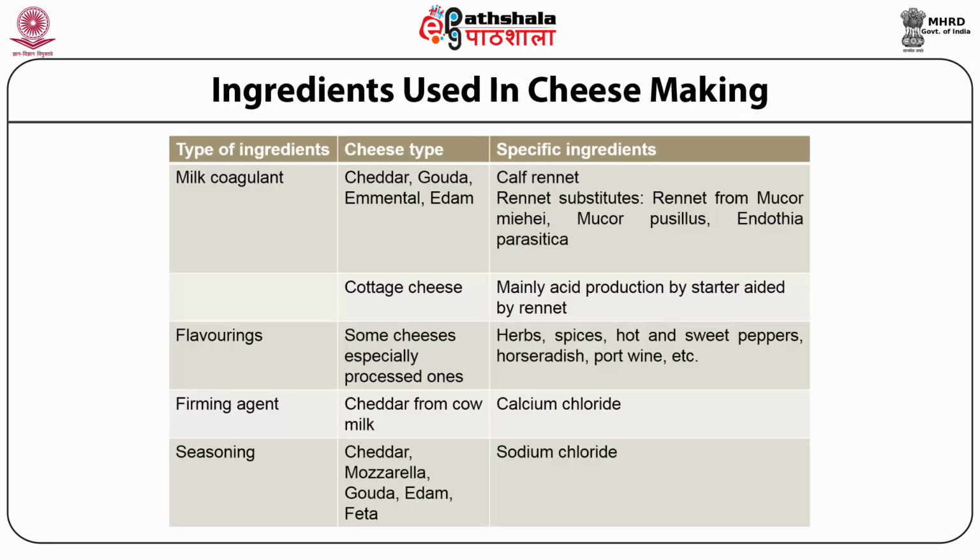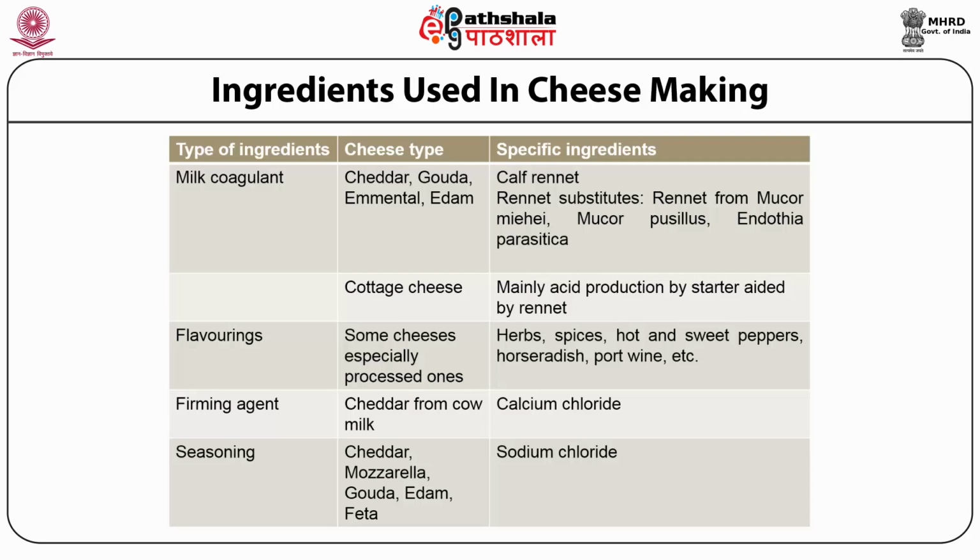Next is a firming agent, especially for cheddar cheese made from cow milk. Since the coagulum formed by rennet is a little weaker, if you add a little bit of calcium chloride as a firming agent, you can get a firm curd as good as what you will get from buffalo milk without using any added calcium chloride.